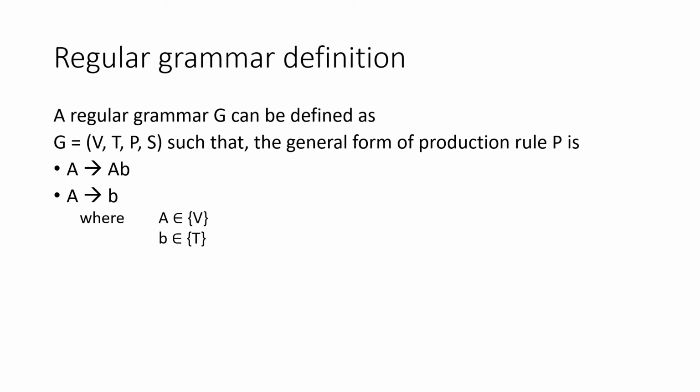And also it's possible to have capital A to small b. That means a non-terminal can be rewritten as only a single terminal. So now the question is why I am saying either capital A to capital A small b or capital A to small a capital B will be there. Why not any combination of them? You will realize it very soon.